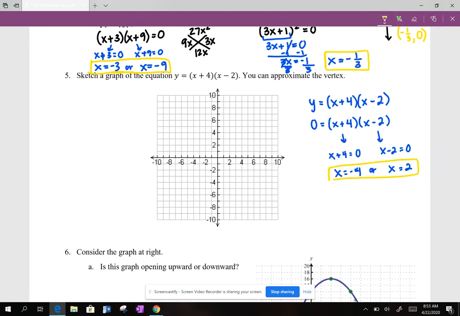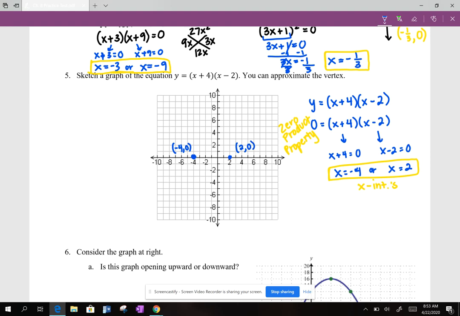These are your x-intercepts. Again, because when we use the zero product property, our solutions for x are those x-intercepts. Zero product property. Okay, so plot those points. -4, 0, and 2, 0.